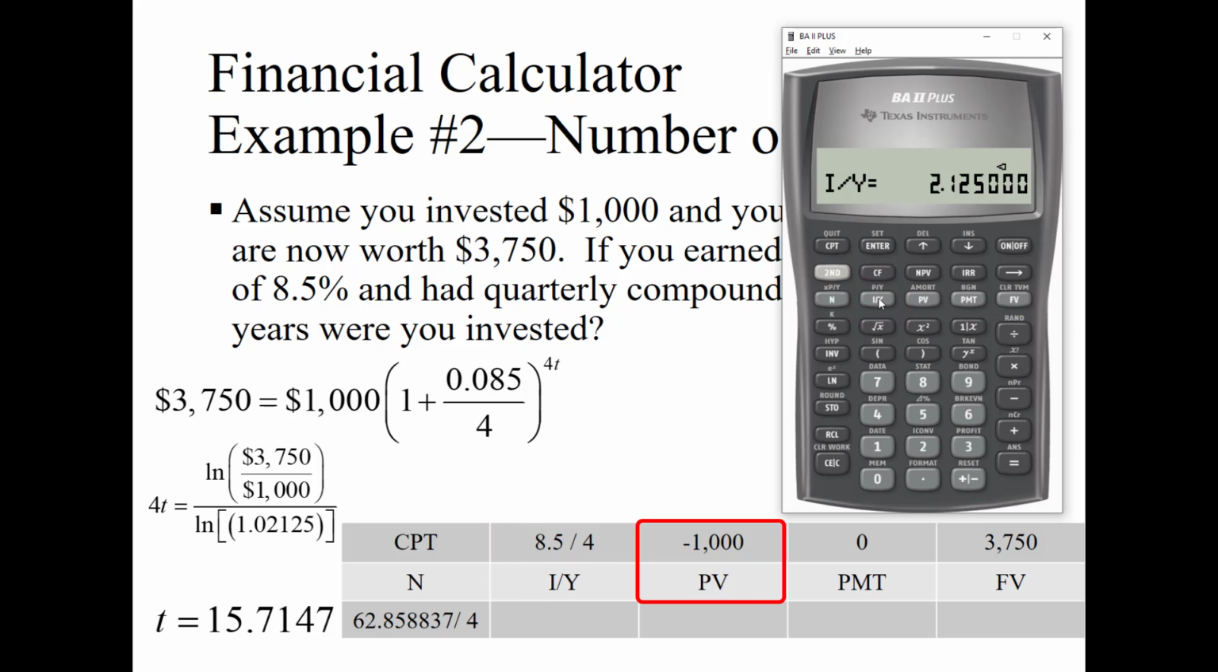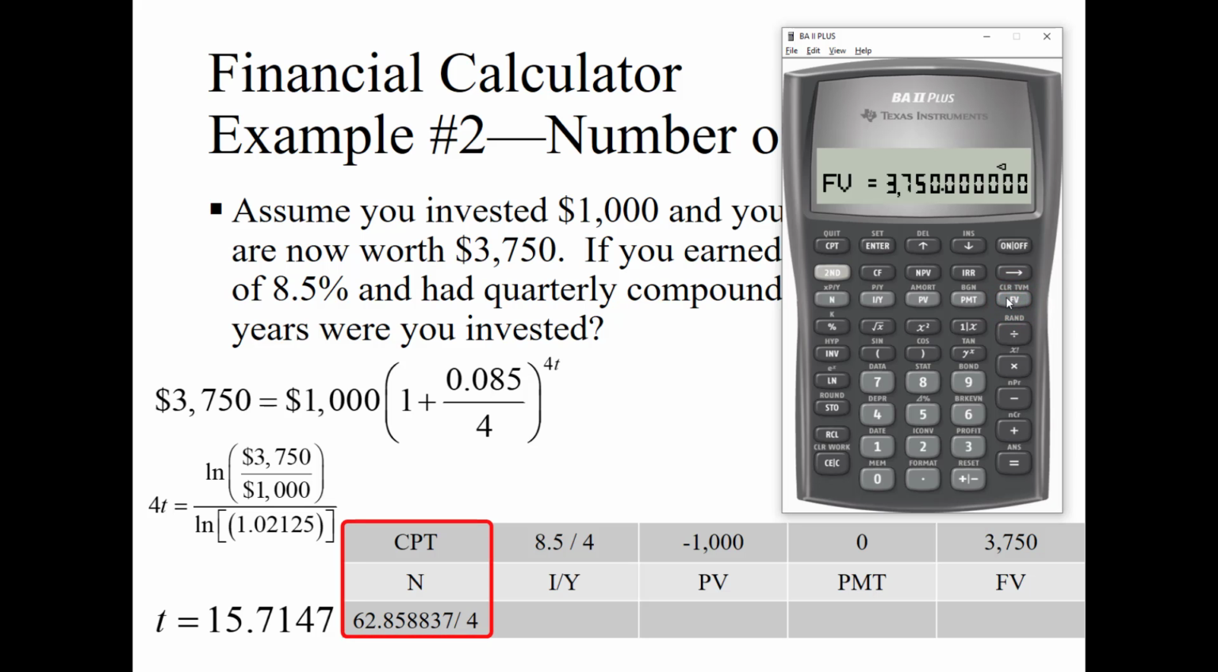Our present value in this case is $1,000, and we saved that or invested that, so it came out of our wallet, so we would use a negative amount here. So I'm going to type in 1,000, then hit our plus minus key, and then PV. Our payment is 0 because there is not an annuity associated with this problem. So I'll type in 0 PMT. And then our FV, or our future value, is going to be $3,750. So I'll type in 3750 and then hit FV.